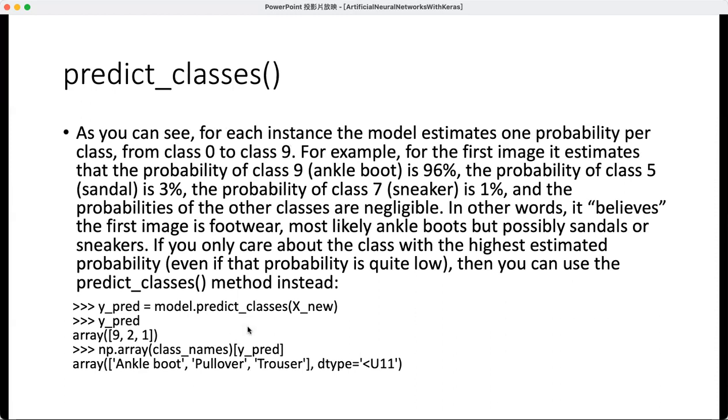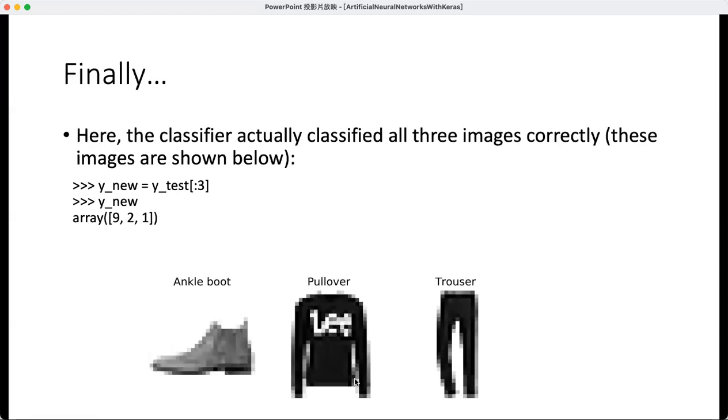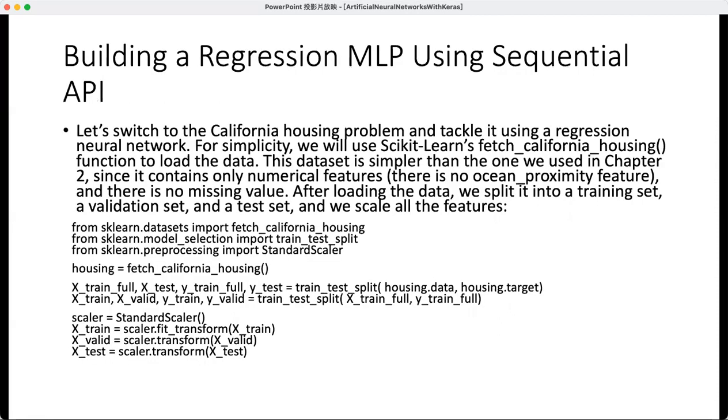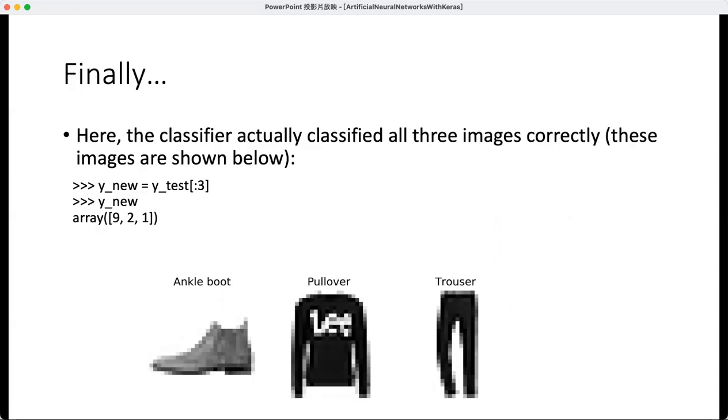But this doesn't show you the names, right? So we can include the names of the classes that those represent. The first one is ankle boot, the second one is pullover, the third one is trouser. So it's going to be something like this. So we are done with using the sequential API to build a classifier. Although it's a simple one, I just want to show you how we can do that.